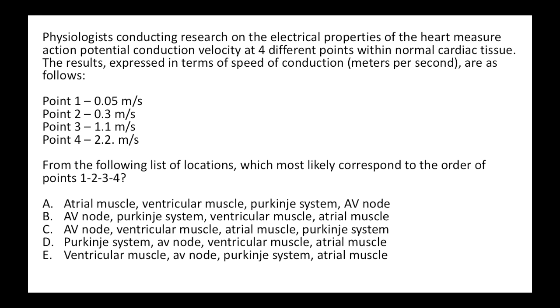Alrighty. First question. Physiologists conducting research on the electrical properties of the heart measure action potential conduction velocity at 4 different points within normal cardiac tissue. The results, expressed in terms of speed of conduction in meters per second, are as follows: 0.1, 0.05, 0.2, 0.3, 0.3, 1.1, 0.4, 2.2. From the following list of locations, which most likely correspond to the order of points 1, 2, 3, and 4, in that order.